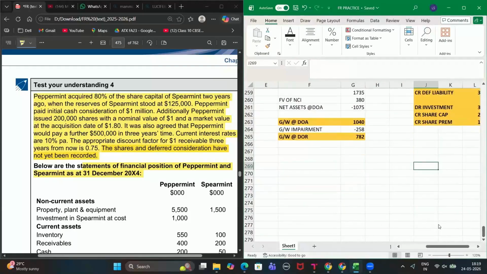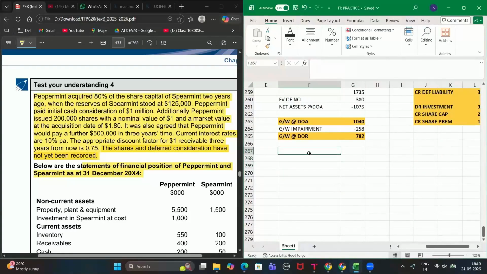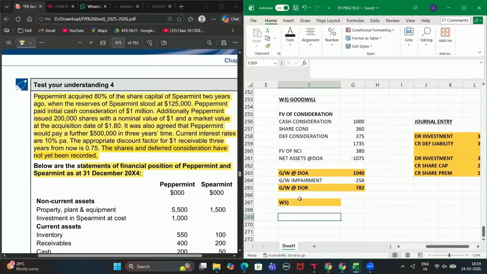Okay. Fine. So, what next? We have working five left. Okay. So, what is working five? NCI. Sorry, we are at working four. This is working four. Okay, fine. Working for NCI.